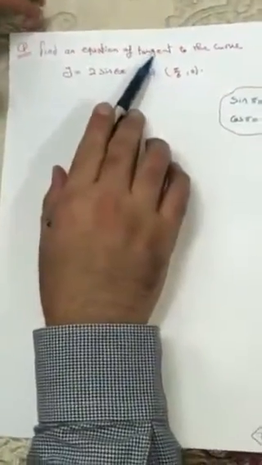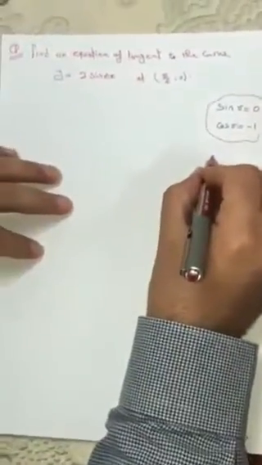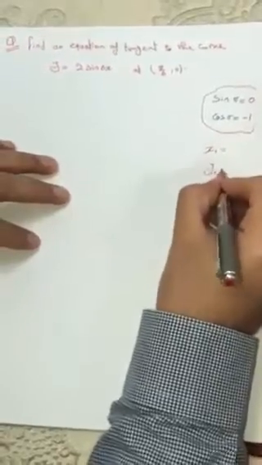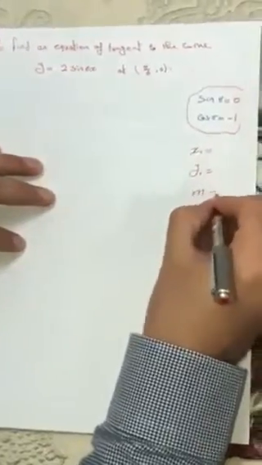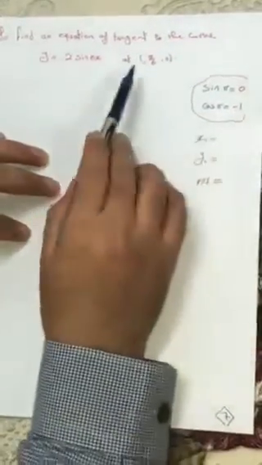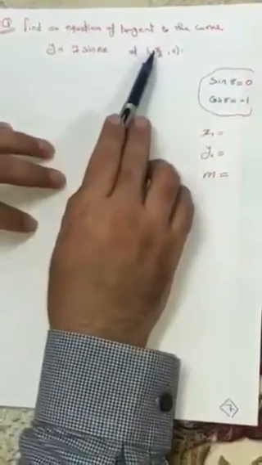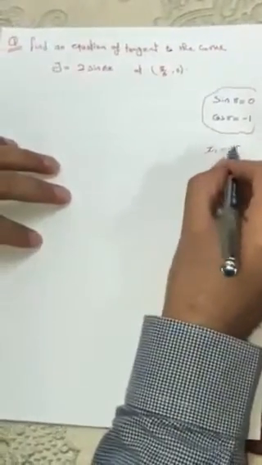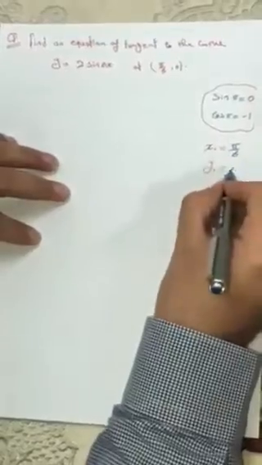Then find the equation of the tangent. To find the equation of the tangent, as we have done before, we have to get the values of x1, y1, and m. x1, y1 is the point. What is the point? The point is given as pi over 6 and 0. So x1 is pi over 6 and y1 is 0.